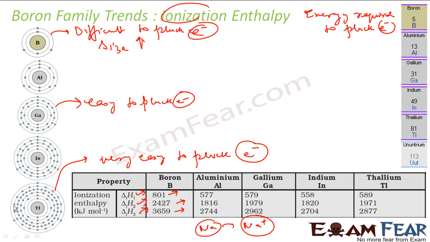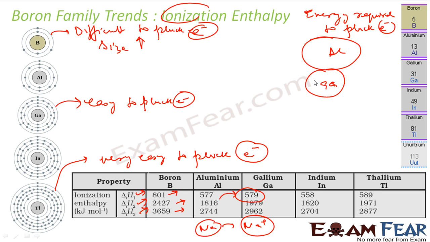pluck the electron. Here also we'll see a little weird thing. Gallium, it is more than aluminum. Why? Because gallium's size is less. We have discussed this. Since the gallium size is less as compared to aluminum, it is a little difficult in case of gallium. For example, aluminum is bigger than gallium, right?